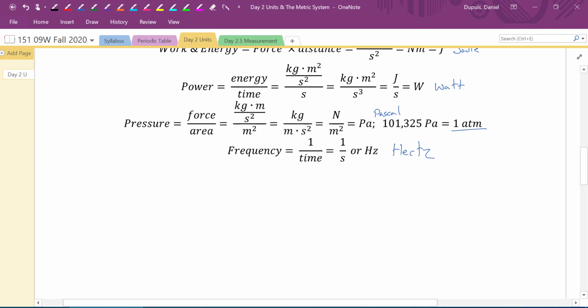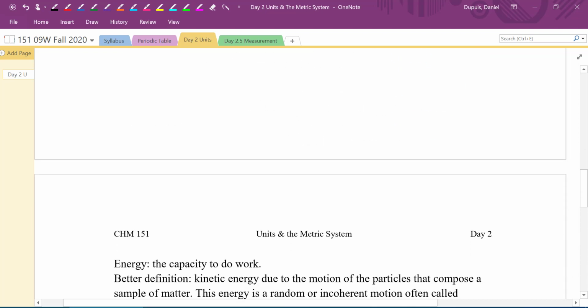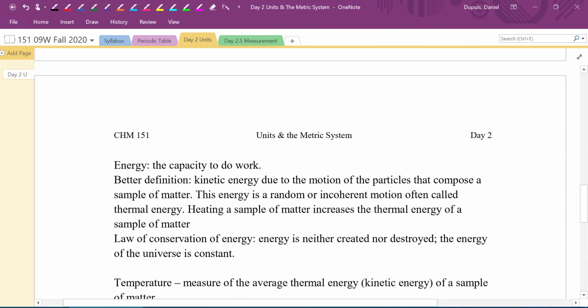All right. Now we will use other ones. We'll still use some English ones, but most of the time we'll be using the metric system because that's what the universal language is of science. All right. Now our current book goes into energy, and they define energy as the capacity to do work. Well, that's okay, it's true, but a better definition is kinetic energy, the motion of the particles that compose a sample of matter.